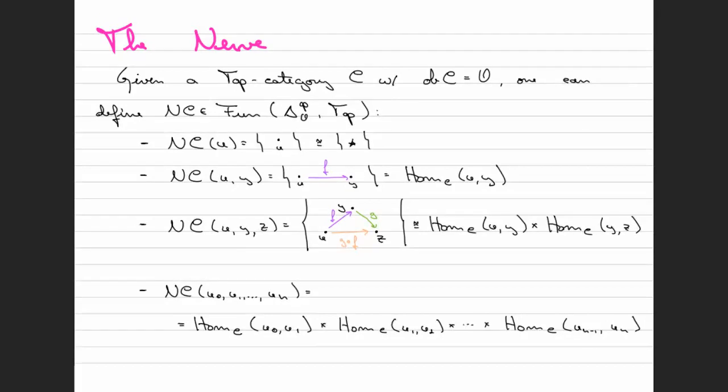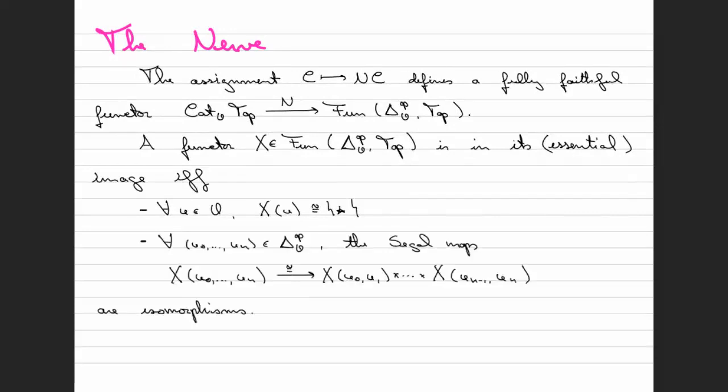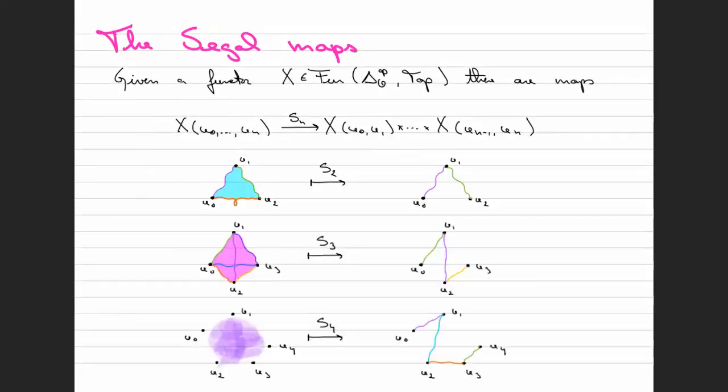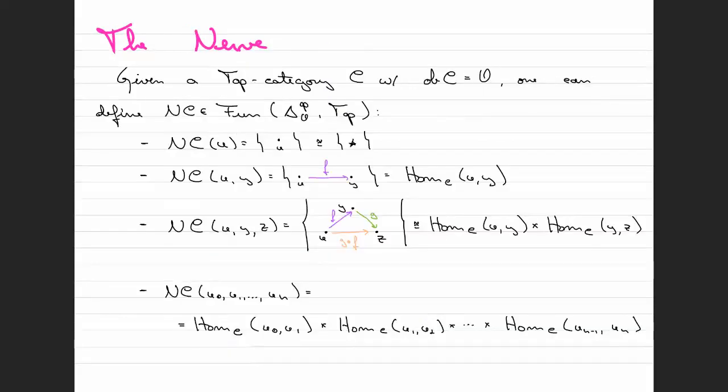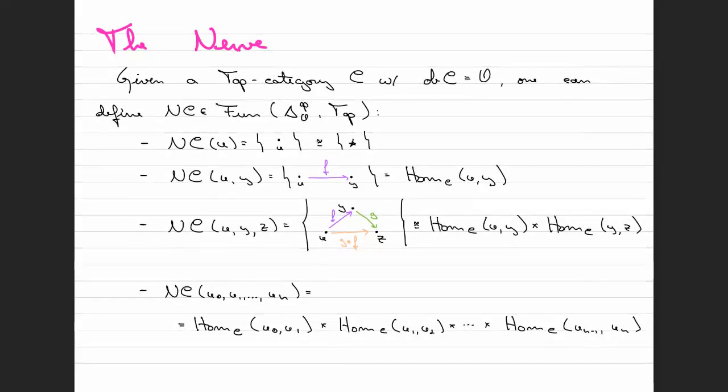Okay, so maybe I should go back. We want to show that X is a nerve of a category if and only if it obeys these two conditions. One side is easy. We have the definition of the nerve. We just have to check that these apply. So that's what we're going to do. NC of X is just a one-point space. So that one is done. And then we have to see that the Segal maps are isomorphisms.